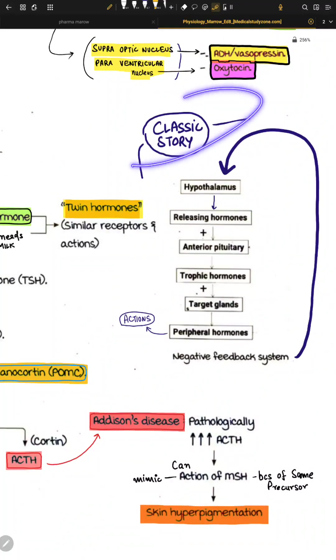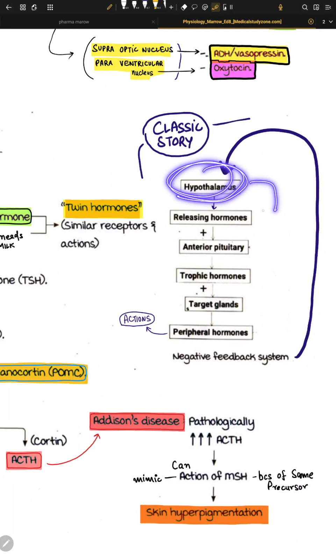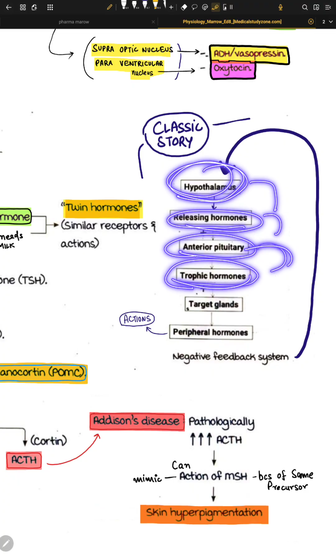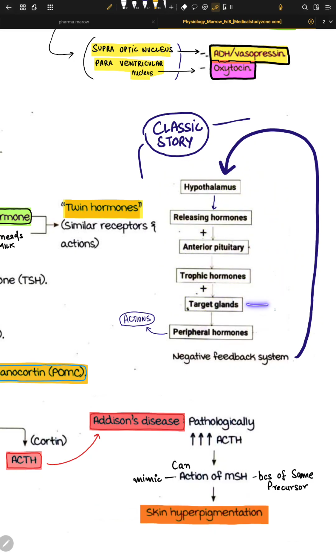So the classic story is the hypothalamus releases releasing hormones, then they act on the anterior pituitary, and the anterior pituitary releases trophic hormones. These trophic hormones go to the target gland or organ, and then we have the desired effect, or they can give us peripheral hormones, and these peripheral hormones can give us the desired actions. Then we have a negative feedback loop for this secretion of hormones, because we don't want unlimited growth of these hormones, right?